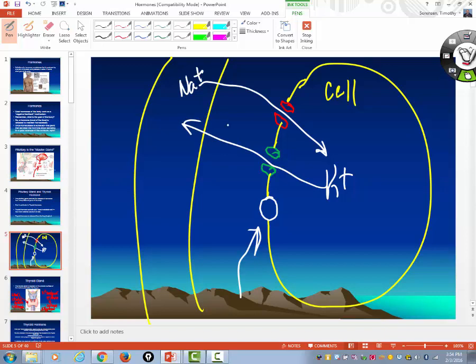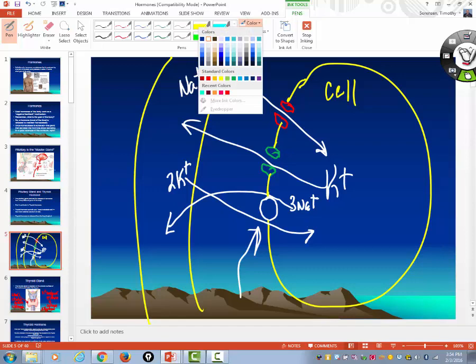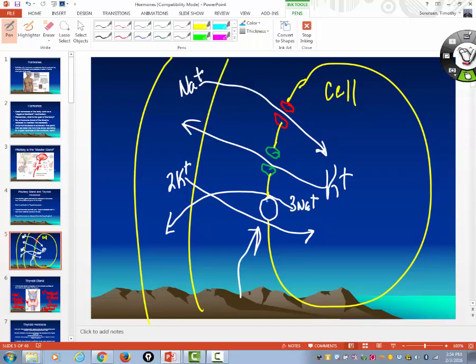And what the pump does is it takes 3 sodiums, a bunch of sodiums leaked in, but the pump takes 3 of them that leaked in and will pump them back into the blood, and it will take the 2 potassiums that leaked out, potassium leaking out, and pump 2 potassiums back into the cell. And because you're going against a concentration gradient, that cell has to use ATP.